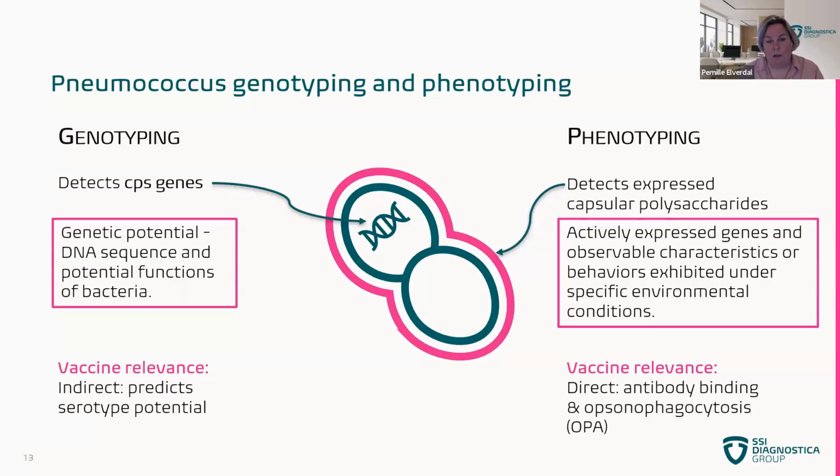And here the vaccine relevance is that it has a direct impact, because it's what the antibody will actually bind to. And it's very important when you do OPA testing in your vaccine development, because you want to see that the antibodies you produce with your vaccine can actually bind to these expressed genes and show a killing effect within the OPA assay.